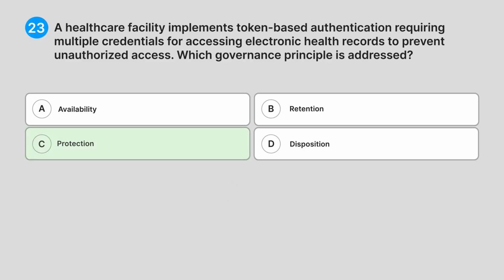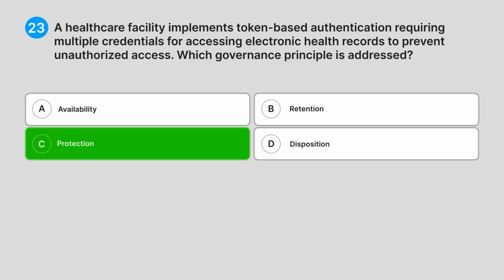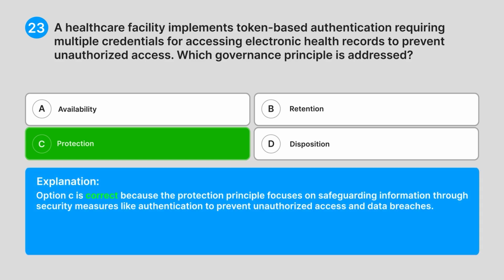Correct answer, C. Protection. Explanation. Option C is correct because the protection principle focuses on safeguarding information through measures like authentication to prevent unauthorized access, data breaches, and information loss.